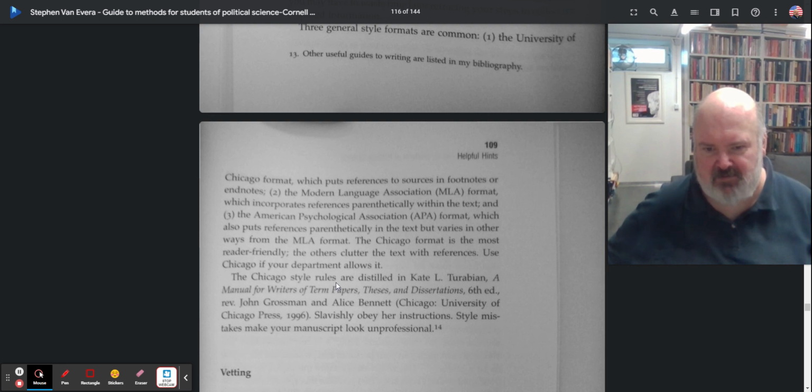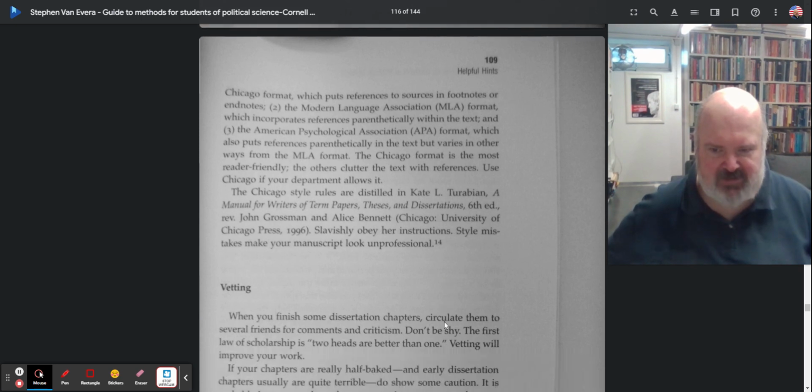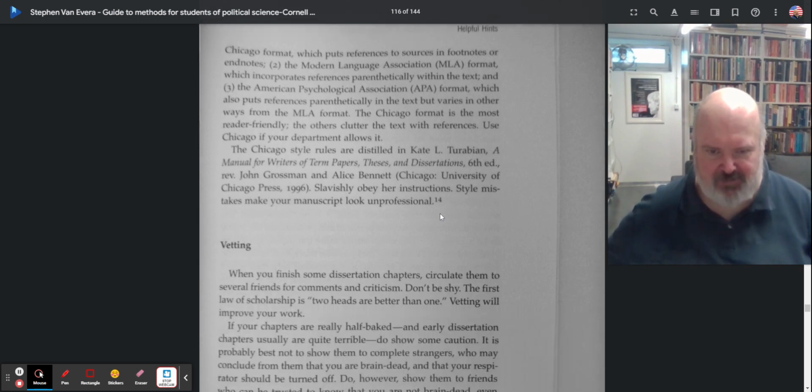The Chicago style rules are detailed in Turabian's manual for writers of term papers, theses, and dissertations. It's now in a new edition from the University of Chicago Press, okay? Slavishly obey your instructions. Style mistakes make your manuscripts look unprofessional, right?